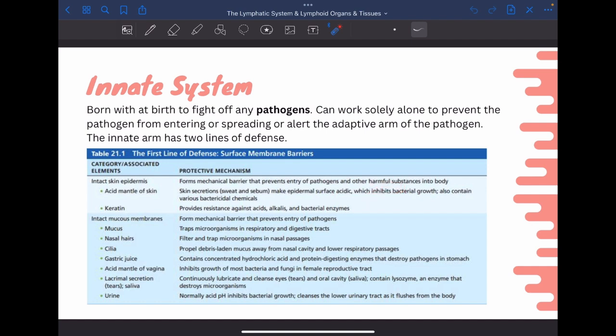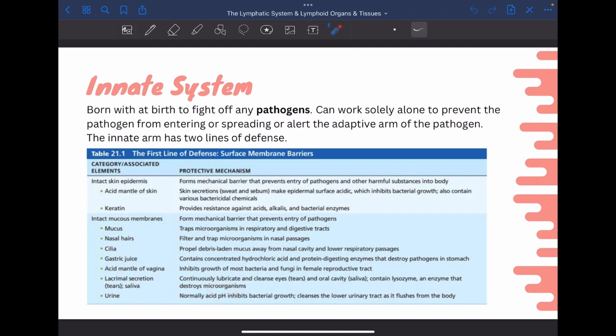We also have the acidic secretions in the stomach, or the gastric juice, and we also have the acidic mantle of the vagina, that again, more or less all are going to inhibit the growth of bacteria. We also have certain enzymes like lysozymes, which are present in the saliva, the respiratory mucus, and the lacrimal fluid of the eye, that are basically going to destroy microorganisms. Again, the pH of the urine also affects them. So in general, these are all different factors.